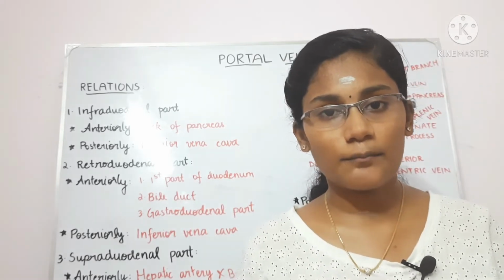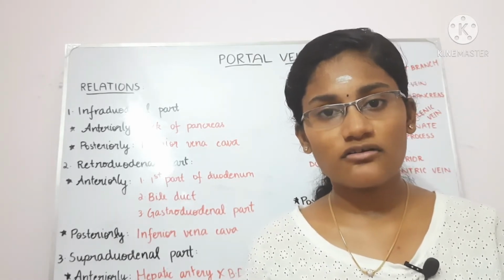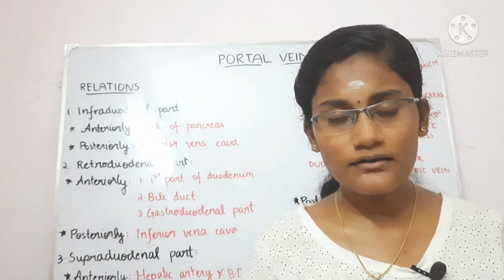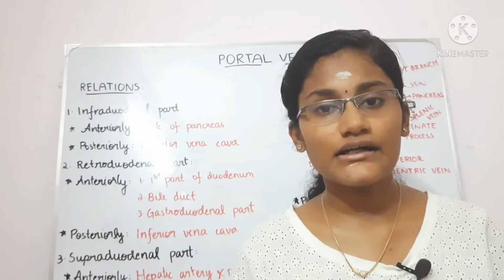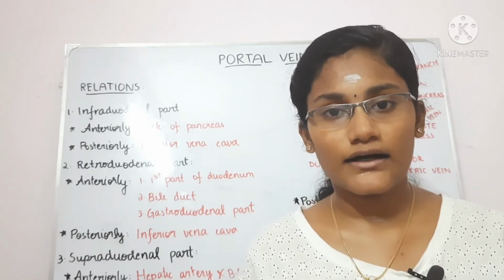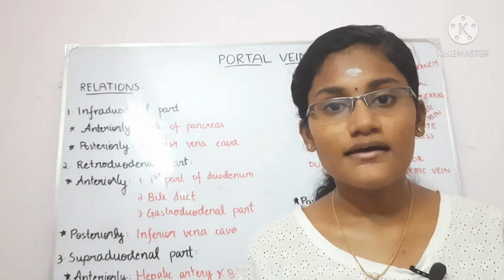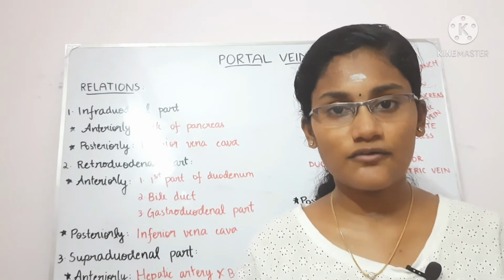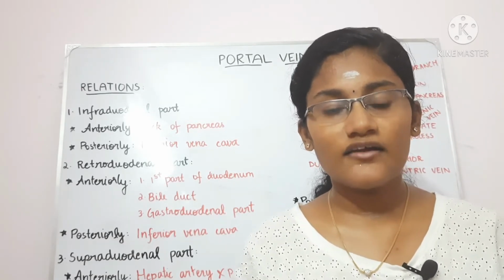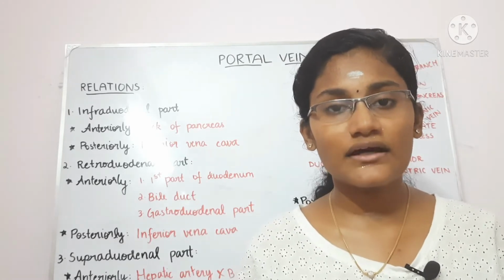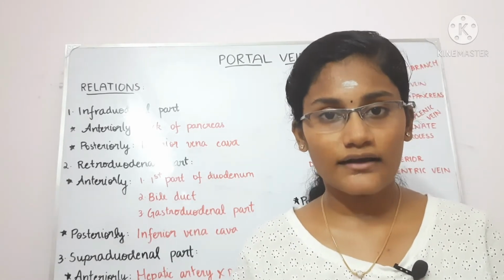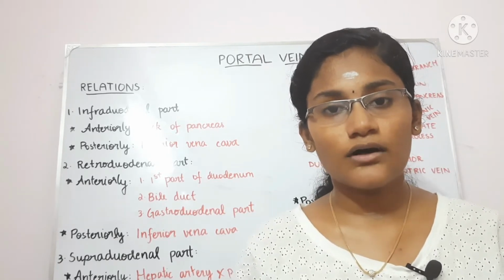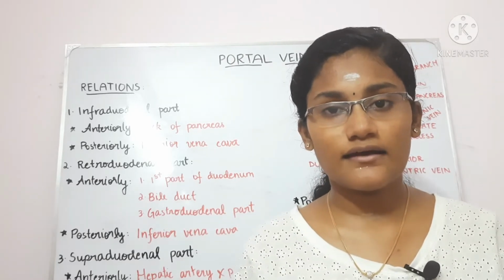Now, before we enter into the topic, let me give you a small introduction on the arteries that supply the organs derived from the foregut, midgut and hindgut. The celiac trunk is a ventral branch of the abdominal aorta, and the celiac trunk will supply the organs which are derived from the foregut. And the superior mesenteric artery and inferior mesenteric artery will supply those organs which have been derived from the midgut and the hindgut. Now going into the topic, that is the portal vein.